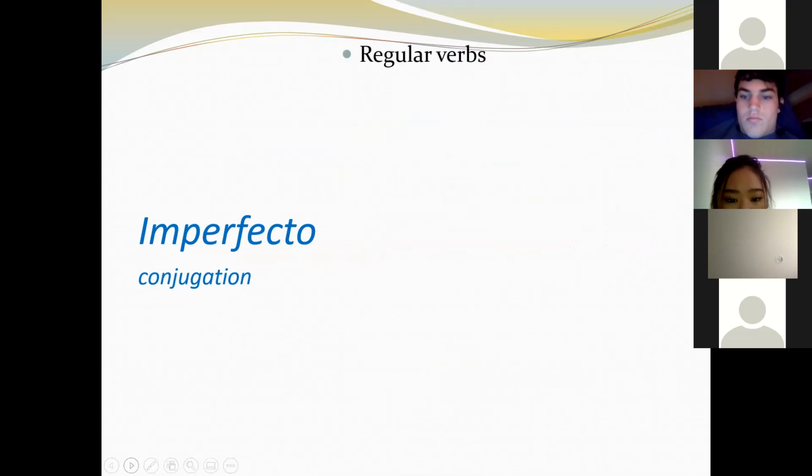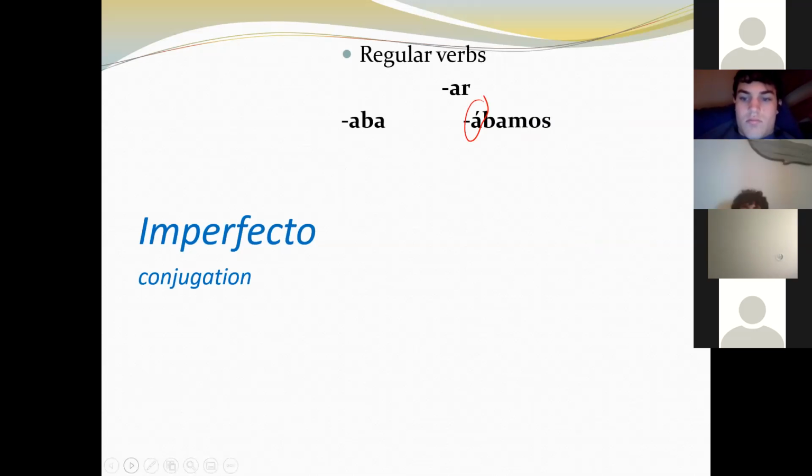Okay, so let's see what the conjugation is about here. Regular verbs in AR, so the AR endings. The yo form is aba, and nosotros is ábamos. Notice the accent in the nosotros there. Then you have the tú form abas, the vosotros form abais, also with that accent. Then we have él, ella, usted, aba, ellos, aban. No accents on those.